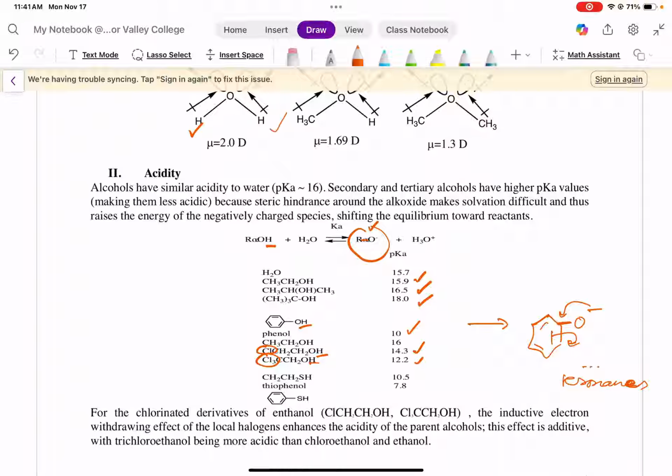All right. Thiophenols are very acidic compared to alcohol, like 10, just by itself, with no halogens. But that's because sulfur has lower electronegativity. It doesn't bond tightly to the hydrogens, so it's easier for the hydrogen to be ionized or dissociated. Thiophenol is even more acidic because of the benzene ring. Okay, that takes care of the resonances.